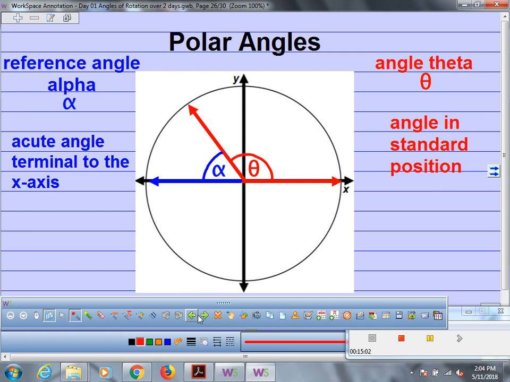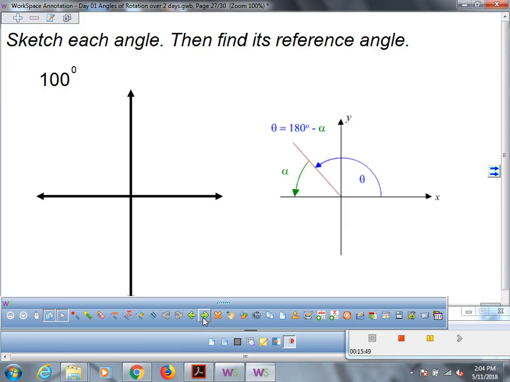Okay, so check this out. Theta is my first angle. It's the angle that's in standard position. My alpha, the one that complements it, is the reference angle. I'm just going to show you what that looks like right now. This is where everybody was getting confused. This is about the most important part of this lesson, because this is where we're going.